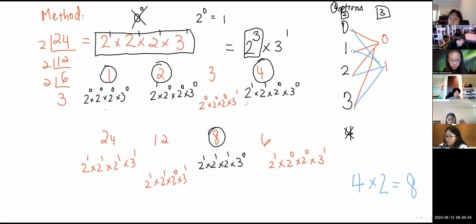Xinxin, could you re-explain why we can't use 4?